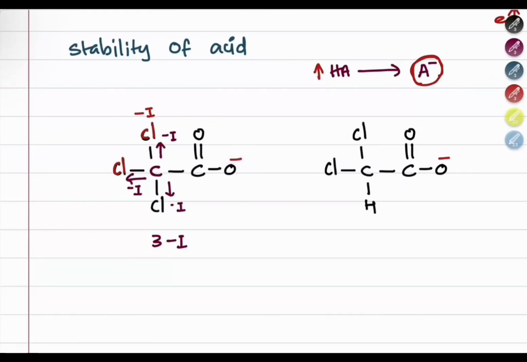In the second molecule, there are only 2 chlorine atoms, so there is a 2 minus I effect. These 2 minus I effects take part in the stabilization of this negative charge. To compare both, in the first molecule there are 3 minus I effects. In the second molecule, there are only 2 minus I effects because there are only 2 chlorine atoms. So the negative charge is more stabilized in the first molecule. So the acidity of the first molecule is higher than that of the second molecule.